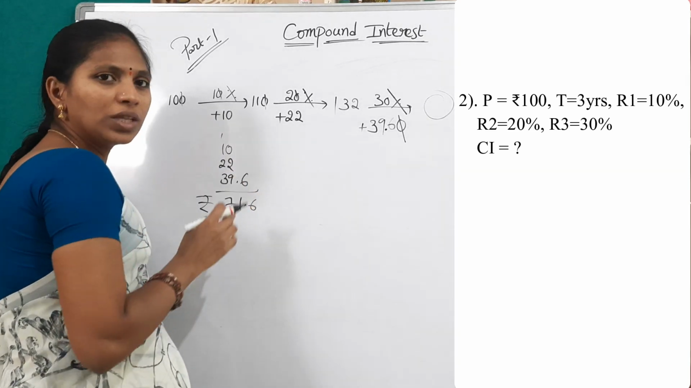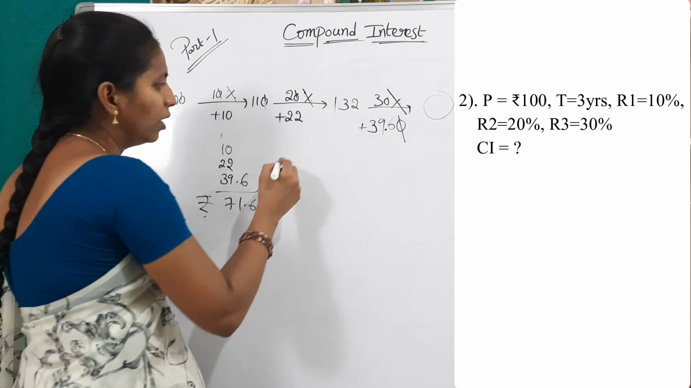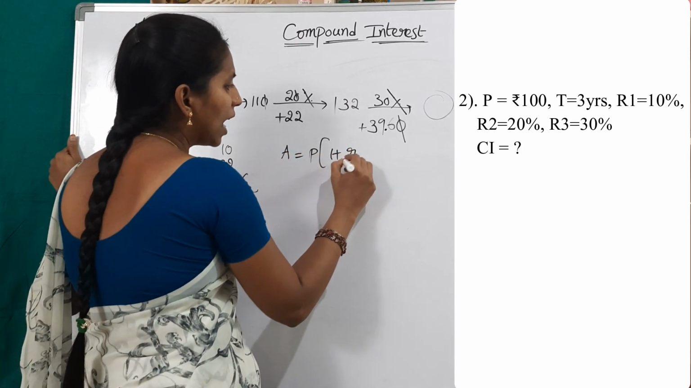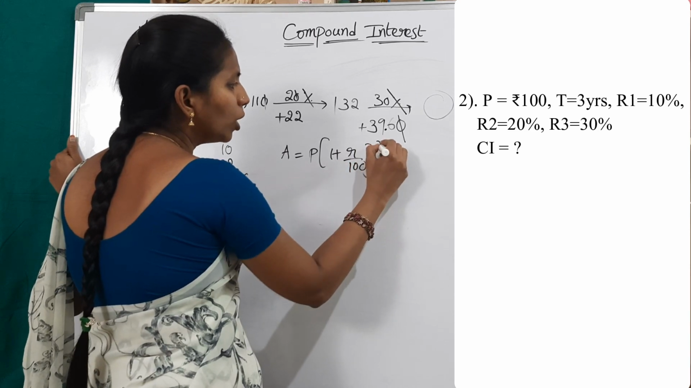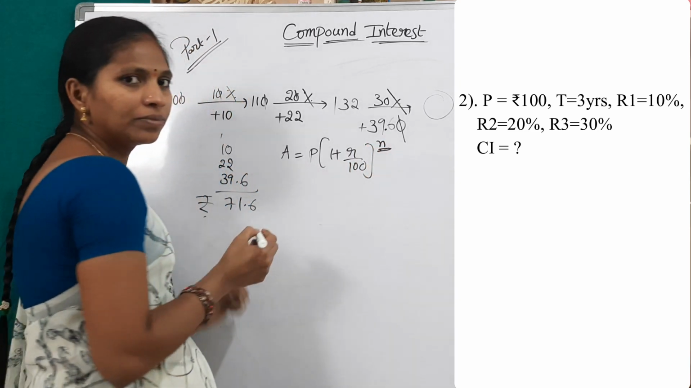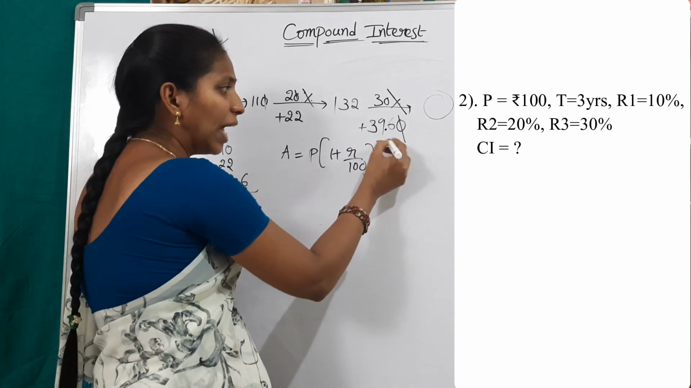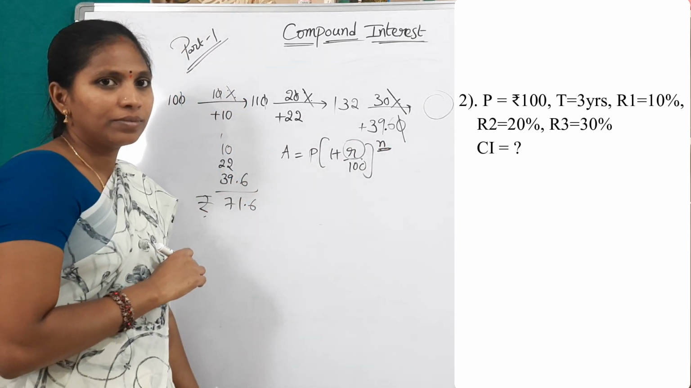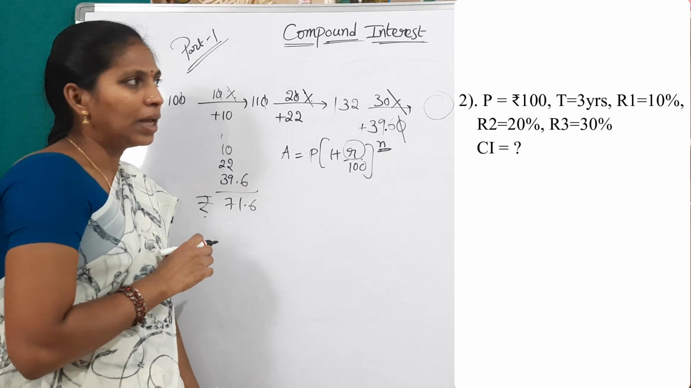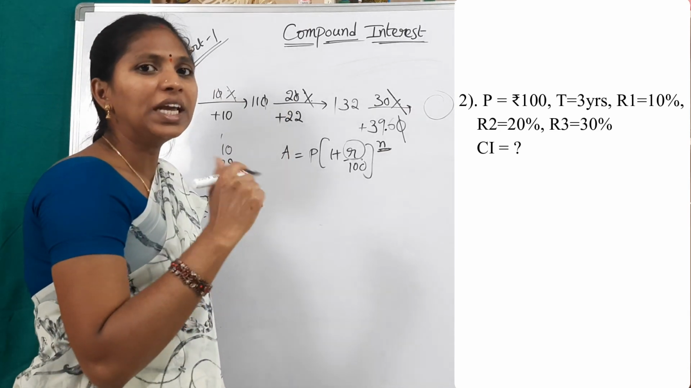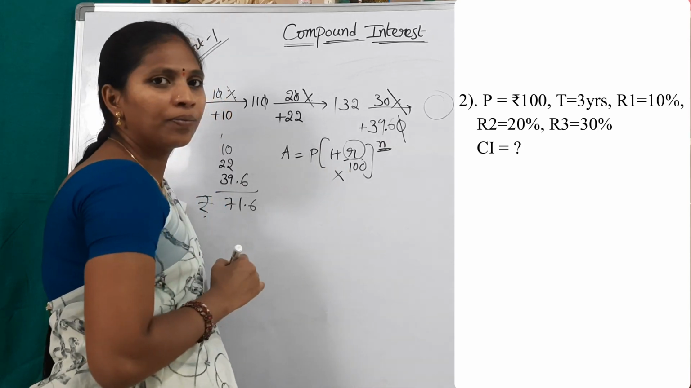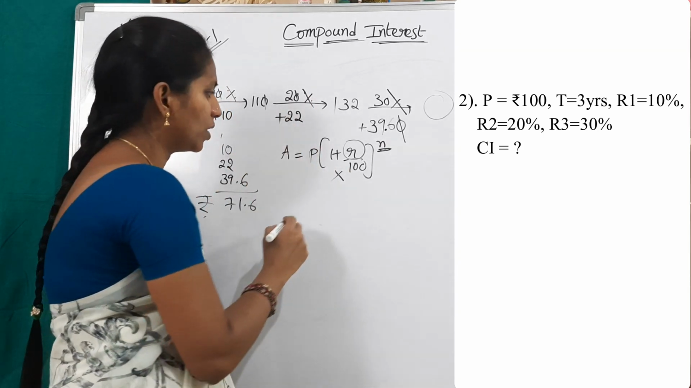If you want to solve this question by using a formula, what is the formula? A equal to P into 1 plus R by 100 whole to the power of N. This is for n years if the rate of interest is the same, 10% or anything. But here percentages are different in each and every year. So this is not correct formula for this question.